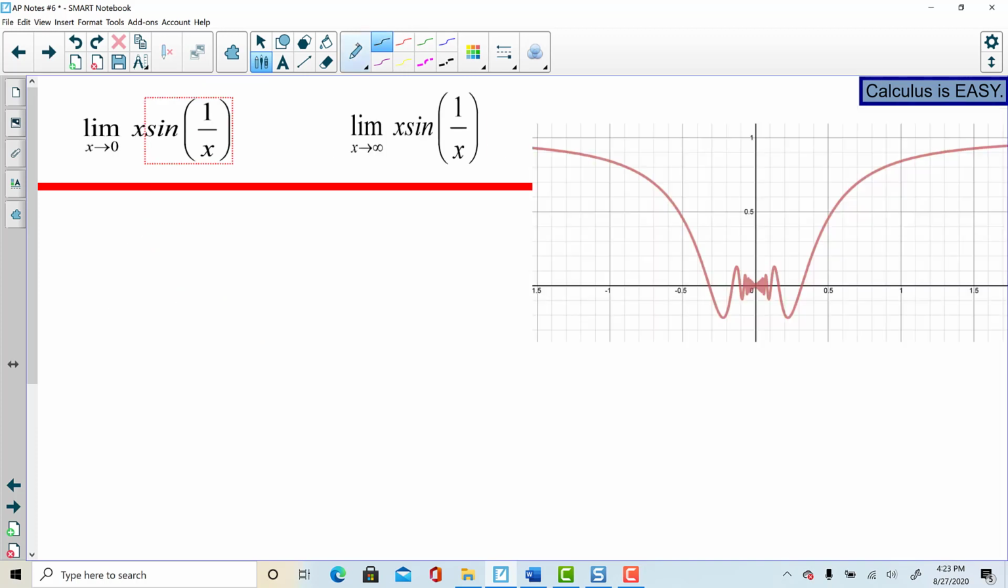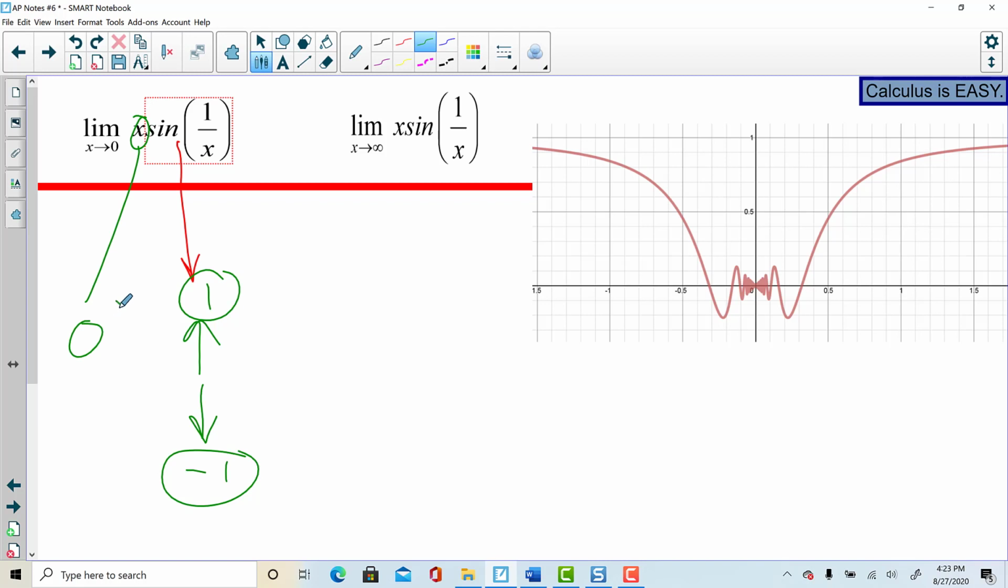Okay, the next one we're going to look at is the limit as x goes to 0 of x times sine of 1 over x. We know that the limit as x goes to 0 of this one does not exist, because it just keeps going up and down, up and down. But here's the interesting thing. The biggest number this can be is 1, and the smallest number it can be is -1. So it's just a number between 1 and -1. So that's important. This number is going to be 0.